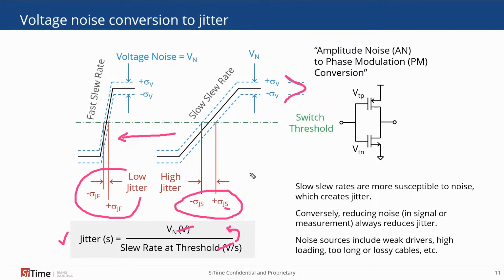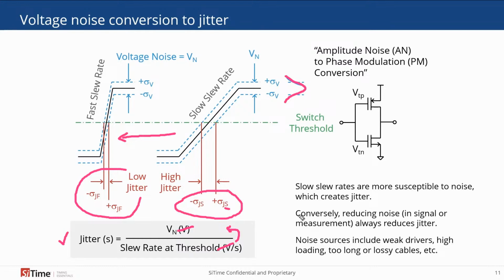And so typically, as I mentioned before, the receiver has a specific switching threshold. We want to make sure we emulate that here for our choice of our threshold voltage. And that's the location on the rising edge or falling edge of the waveform where we want to capture jitter.